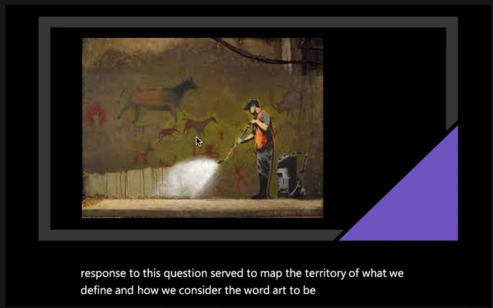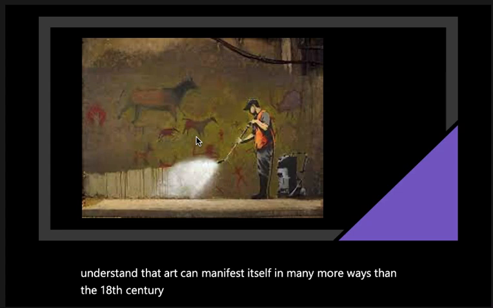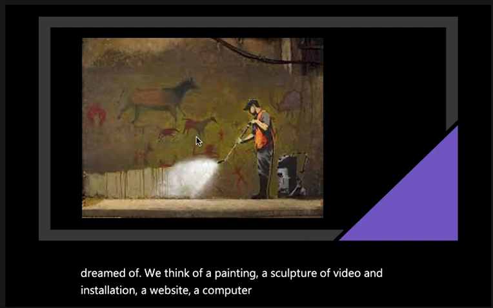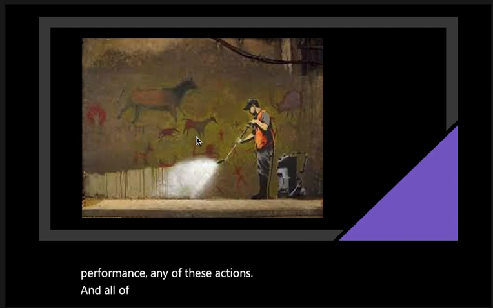We understand that art can manifest itself in many more ways than the 18th century philosophers who invented the category ever dreamed of. We think of a painting, a sculpture, a video, an installation, a website, a computer program, a concept, a performance. Any of these actions and all of these more can be both presented and understood as art if we will allow it to.